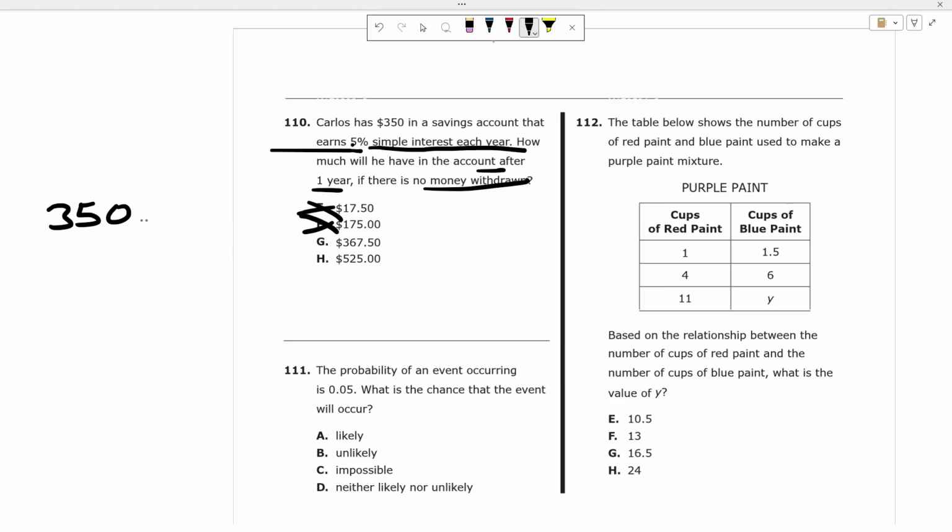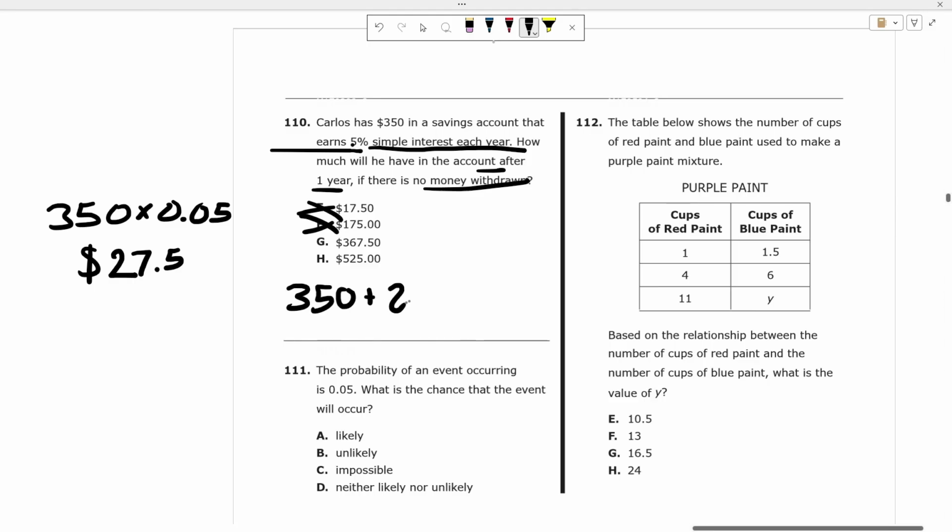350 times 5% is the same thing as saying 350 times 0.05. This is equal to $27.50, okay? So now you have to do 350 plus the $27.50 that he earned as interest, and you're going to get choice G, 367. It's actually $17.50, sorry guys. It's $17.50.